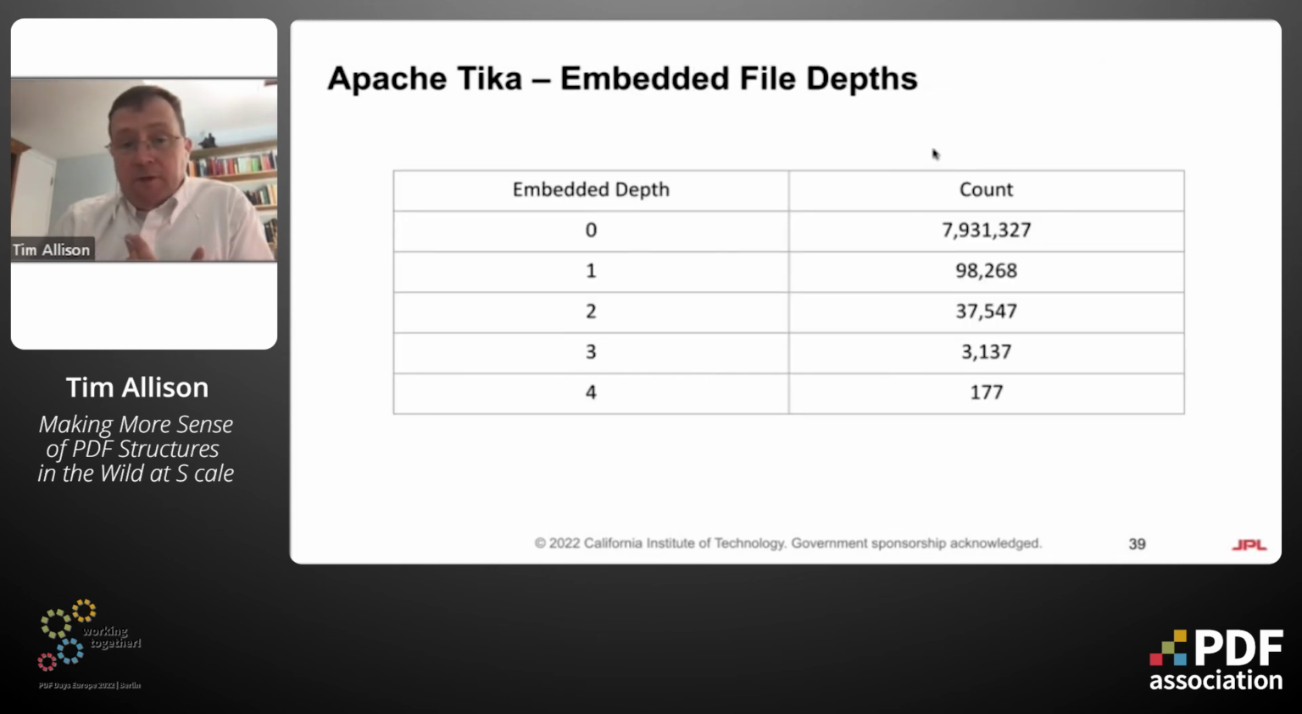We also looked at the embedded file depths. So if you embed a file inside of a file and stick that inside of a PDF and so on, the maximum depth we got was 4. I was surprised it was so shallow, but you can see that we have 3,000 files with embedded depth of 3, roughly 40,000 with embedded depth of 2. So this gives a sense of the fact that to get all of the information out of these files, one does need to do parsing on these embedded files and do that recursively.